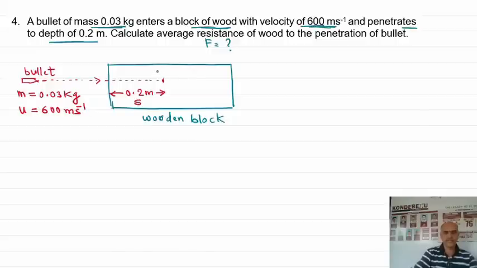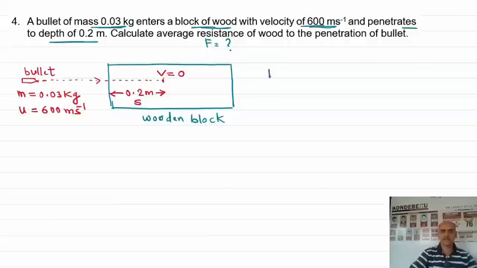Here the bullet stops, means final velocity is 0. Why does the speed of the bullet decrease? Because the wood will be resisting or opposing the motion of the bullet. There is resistance offered by wood. Therefore, the speed goes on decreasing and at a certain point the bullet comes to rest, that is at 0.2 meters. You are required to find F, that is the force exerted.